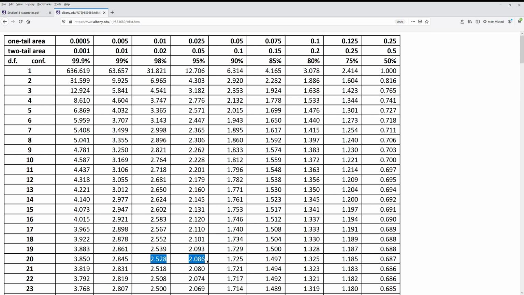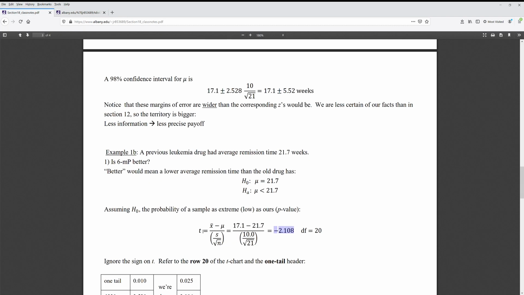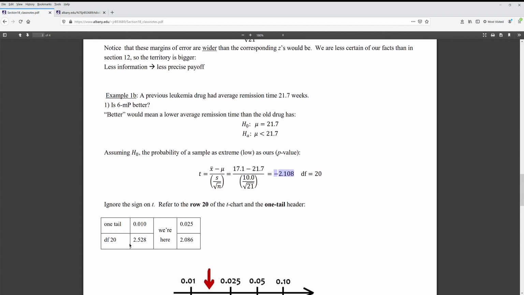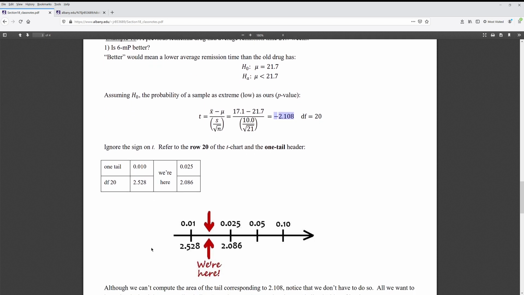Our T is between 2.528 and 2.086, so our one-tail area is between 1% and 2.5%. 0.1, 0.25. And that's all summarized right here. So because our T is between the 2.528 and the 2.086, our one-tail area is between 0.25 and 0.1, between 1% and 2%. And here we are visually.